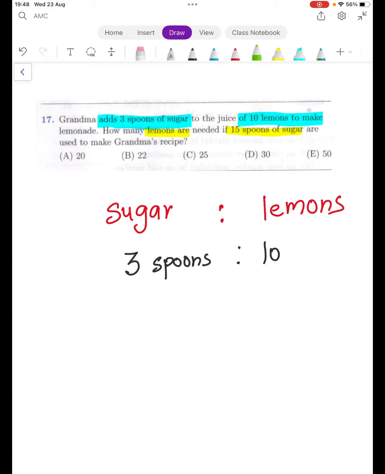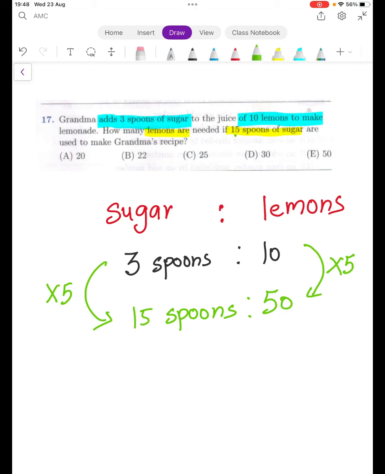Now it's already given that she has used 15 spoons of sugar. That means 5 times the original. And to keep the ratio the same, we have to use 5 times the lemons too. And that means we have to use 50. So 50 lemons, let's see, our answer is E. So for 15 spoons of sugar, she must add 50 lemons to make the lemonade.